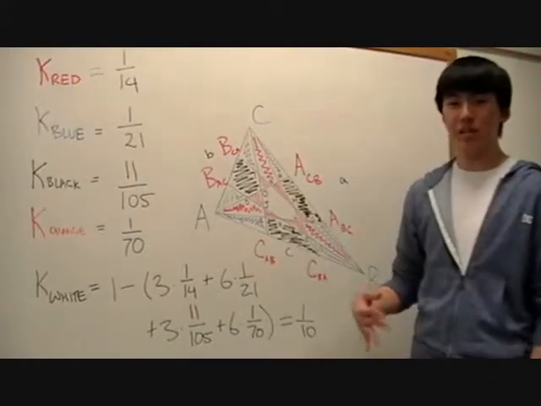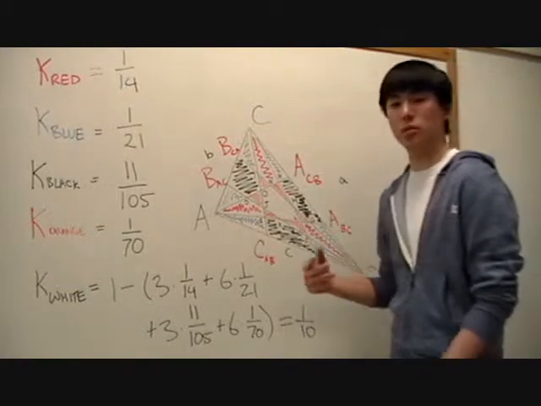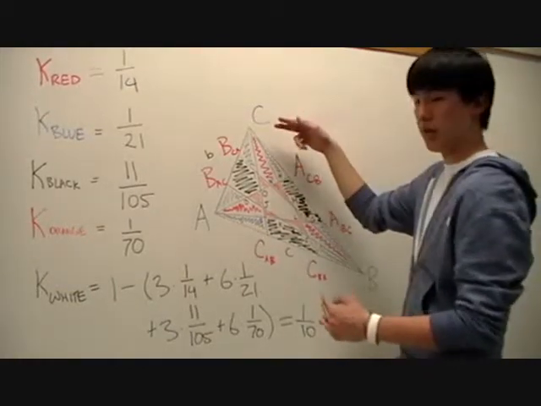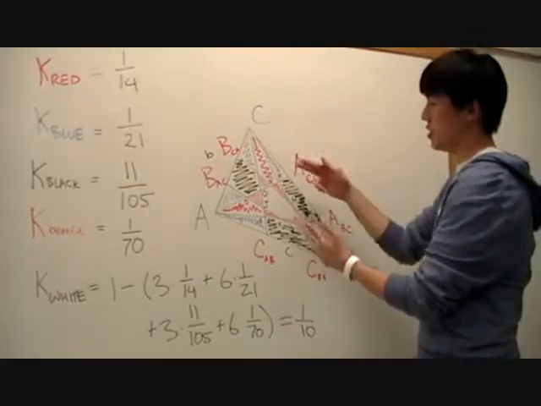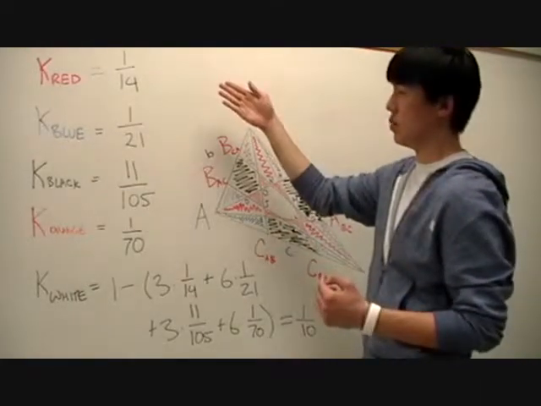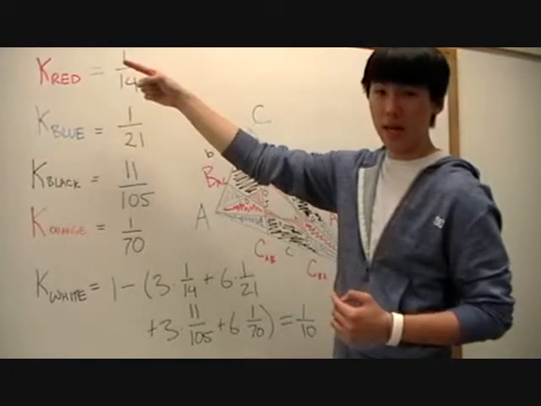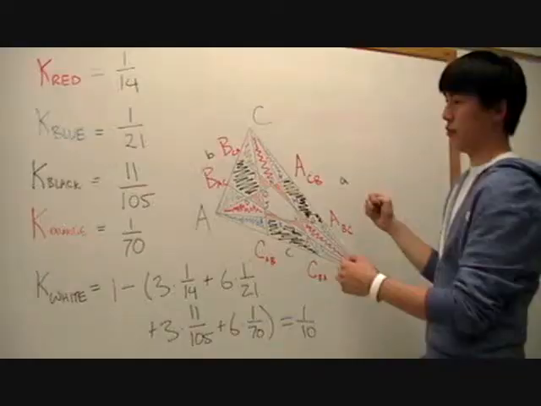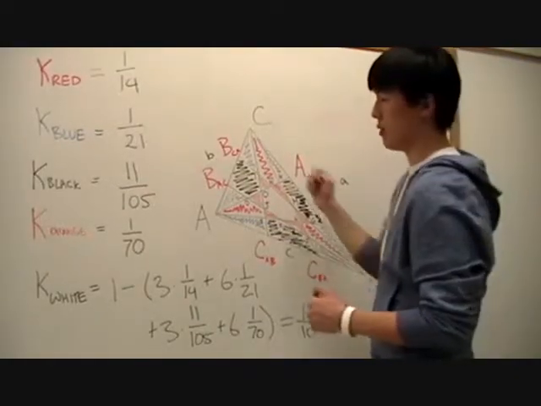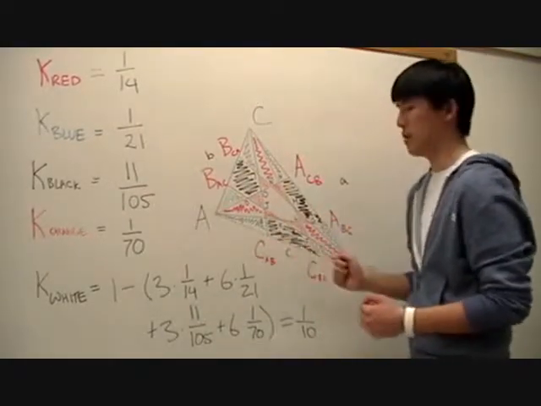Now, using the trilinear equation for the area of a triangle, we can calculate the area of the different polygons within our original triangle. For instance, for this red shaded region, we have calculated it to be 1/14. We're using K here to represent area. And for our blue shaded region, we've calculated the area to be 1/21, for black and for orange, similarly.